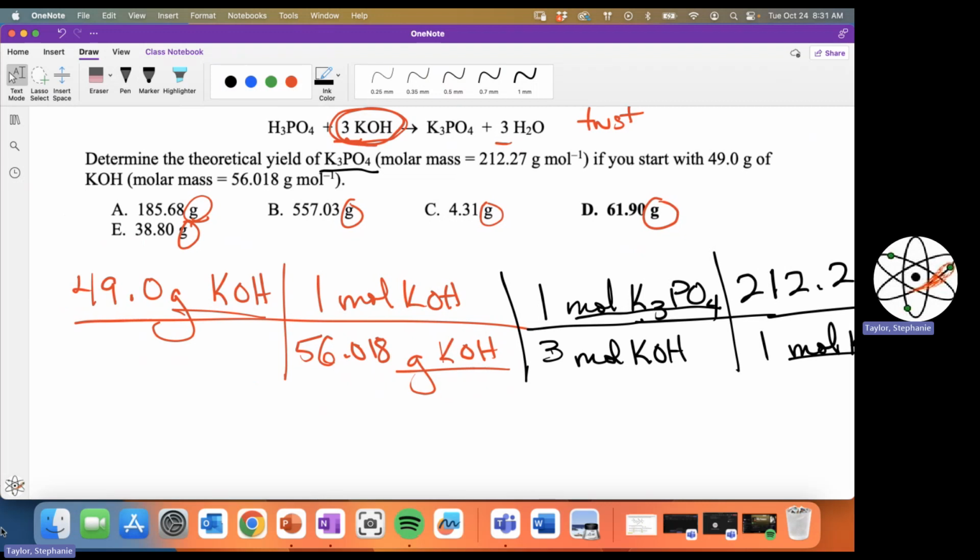Do notice that I keep using these railroad tracks, but I keep doing the same thing over and over again. I'm going to start with the number that they gave me in the problem. I'm going to head towards the thing that they asked me to find.